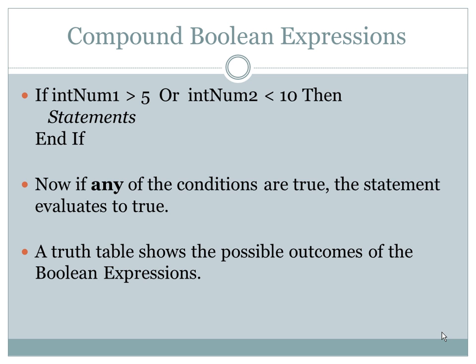With the OR, if int num1 is greater than 5 or int num2 is less than 10, then you want the statements to execute. In this case, either one can be true. So if one is true and the other is false, the statements still execute. So only one has to be true.